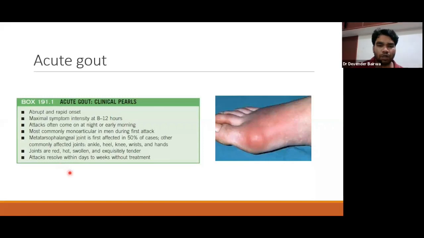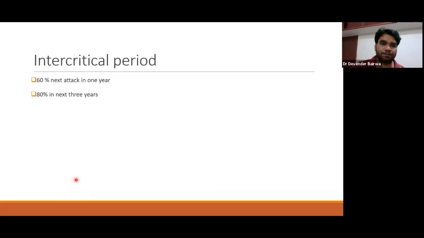Most commonly, it is monoarticular in men during the first attack. In 50% of cases, the first MTP joint is affected. After that, the ankle, heel, knee, wrist, and hands can be affected. Joints are red, hot, swollen, and severely tender. And generally, the attack will resolve within 3 to 10 days.